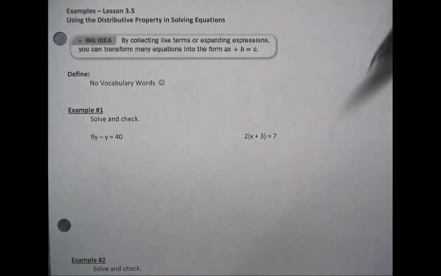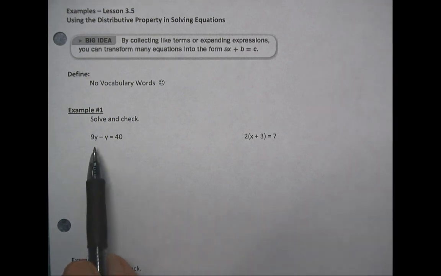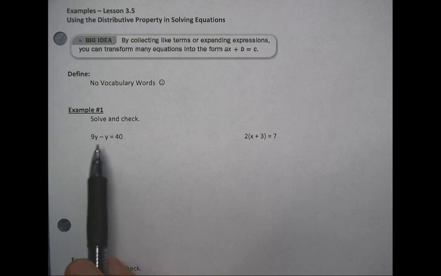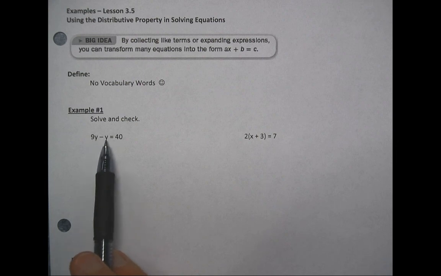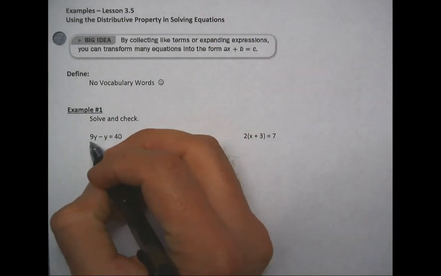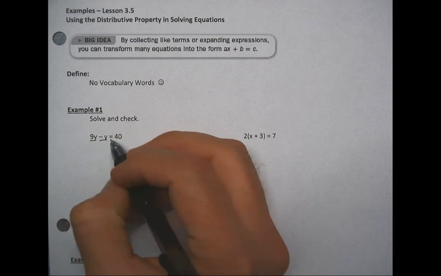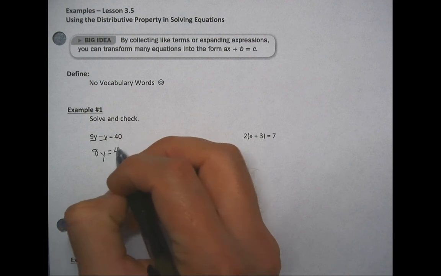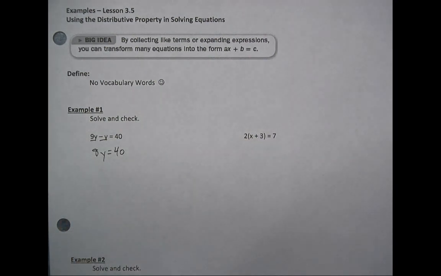So we're going to solve and check these. If you take a look at this first equation, it looks a little bit different because we have more than one variable. It's the same variable though, and it has the same exponent. So we consider this a like term. Anytime you see multiple variables on the same side of your equal sign, you can go ahead and put them together. So we're going to simplify this whole side. We've got 9y minus 1y. So that's going to be 8y. We're going to leave the right side alone.